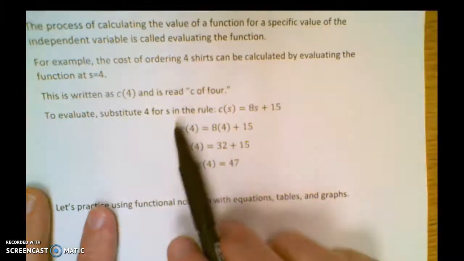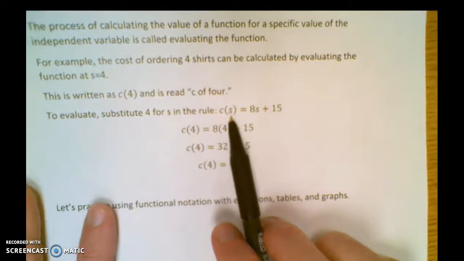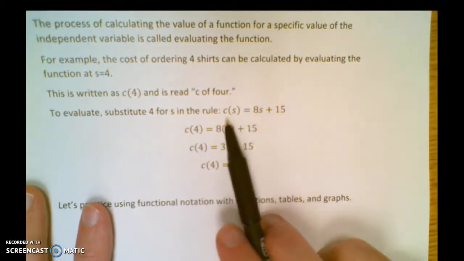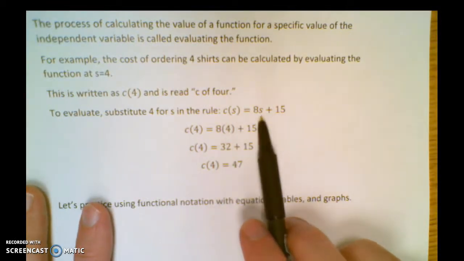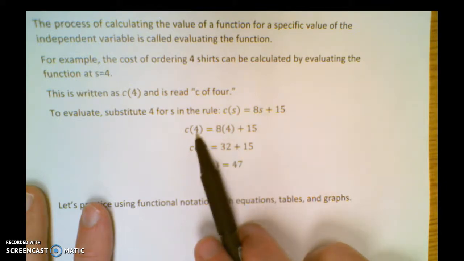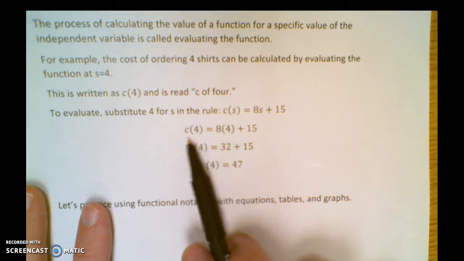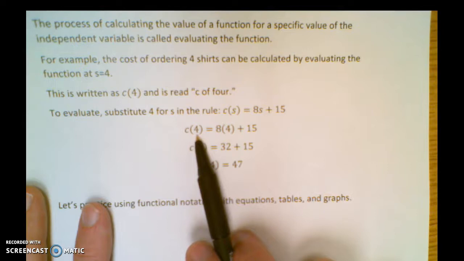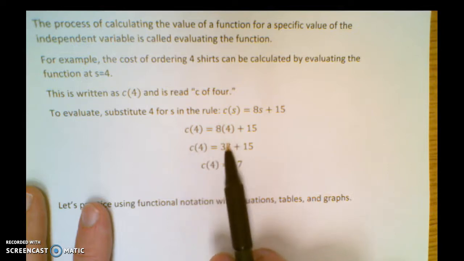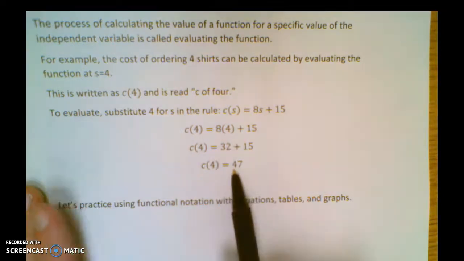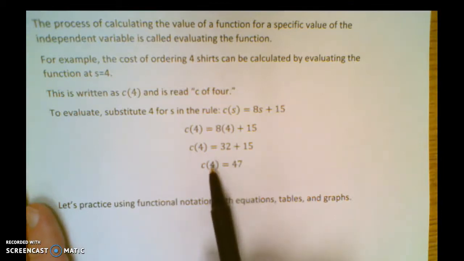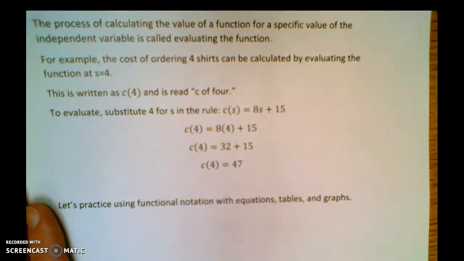So notice I'm replacing s with 4 in both the input spot and where s is in the rule. So if I plug in 4, I plug in 4. Again, remember this does not mean multiply. You are not multiplying c times 4. It's saying what is your output when 4 is your input. 8 times 4 is 32. 32 plus 15 is 47. So the cost of 4 t-shirts is $47.